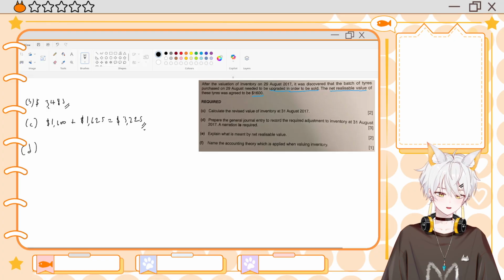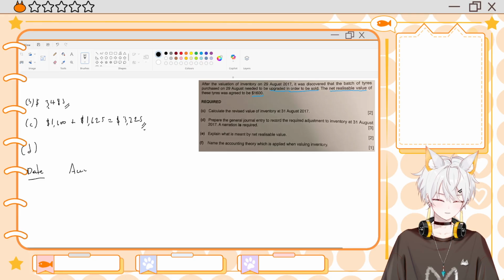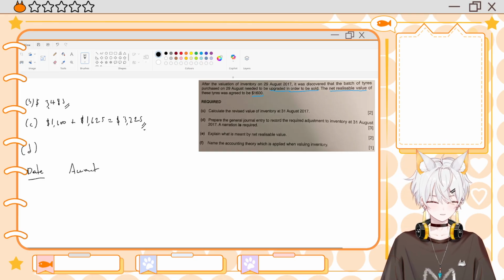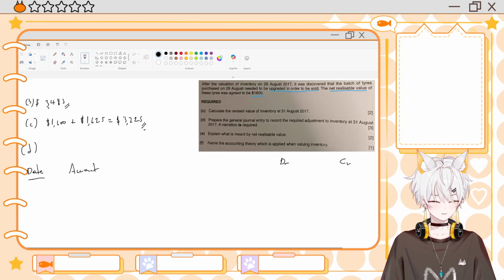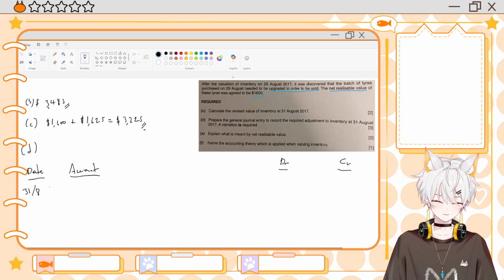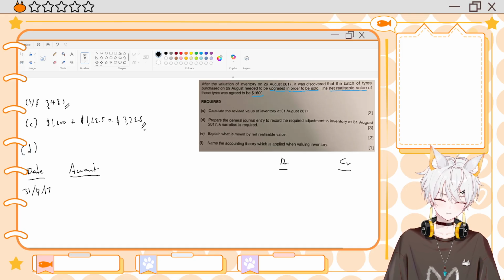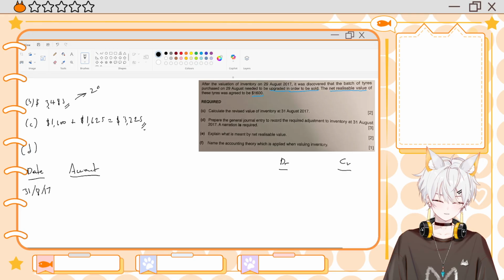Okay, so part D, journal entry. The way I like to write journal entry is just date, your account, and then at the far right you have one debit, you have one credit. So on 31st, you basically write 31st, 2017. Account. Okay, so this was on 29th, right? And this was on 31st.